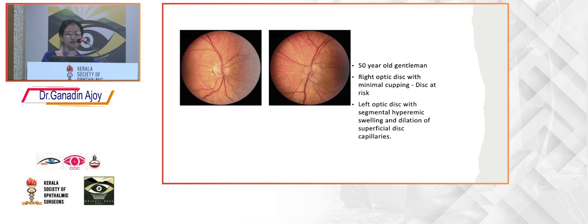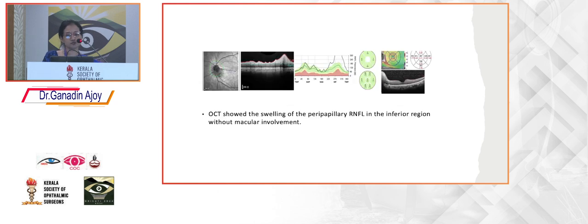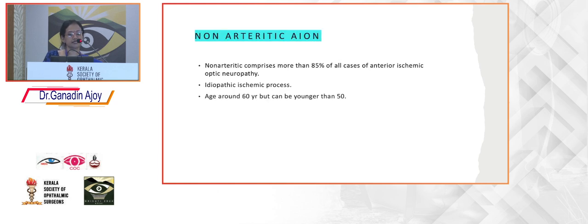It is hyperemic. There is dilatation of the superficial disc capillaries. There is a normal visual field in the right eye and an altitudinal visual field defect in the left eye. OCT shows swelling of the peripapillary RNFL in the inferior region without macular involvement. This is non-arteritic AION. This is greater than 85% of all cases.